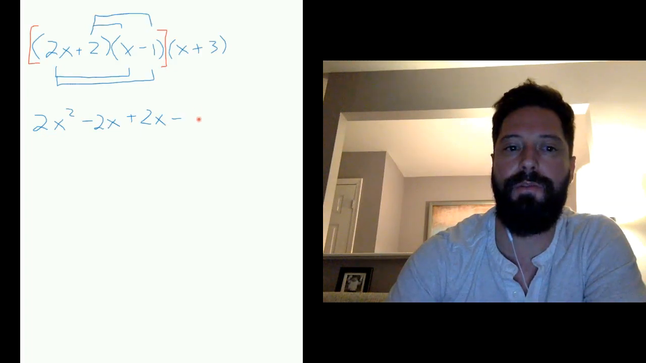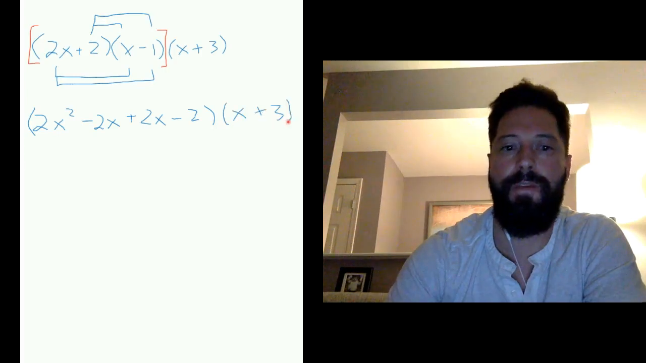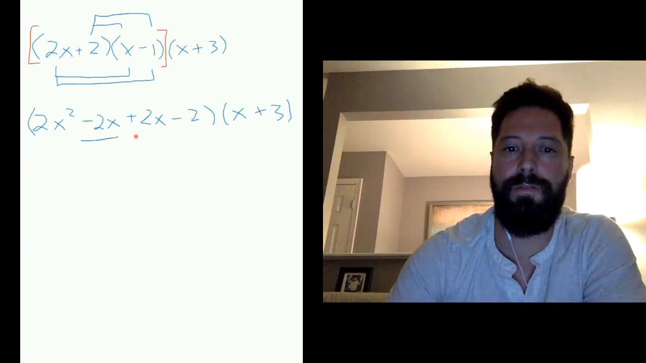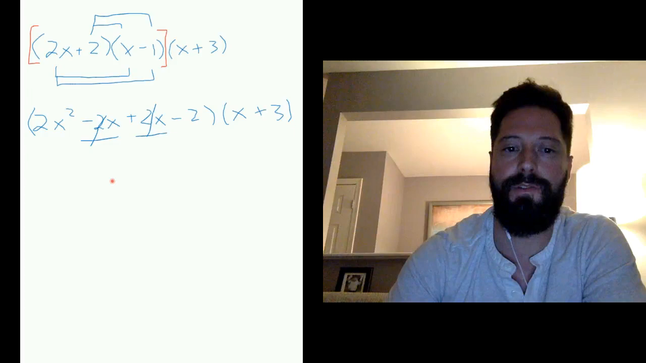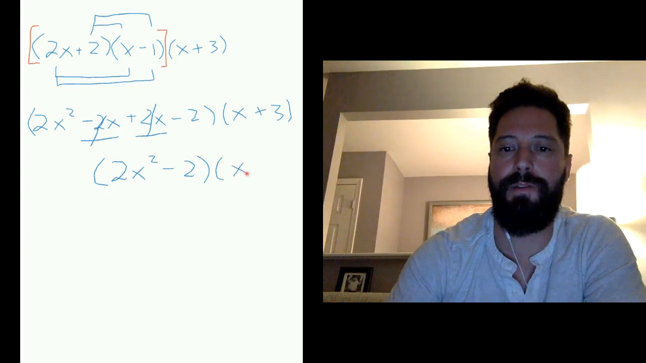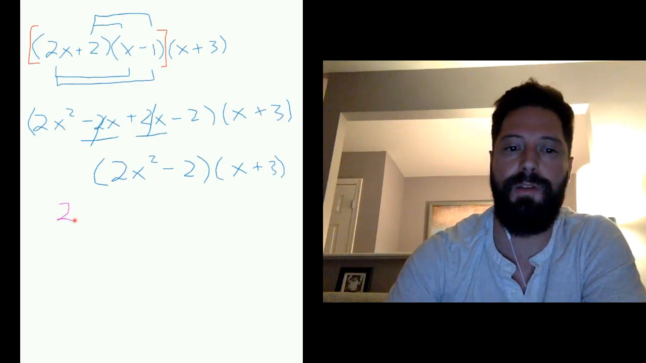We combine like terms over here. The minus 2x and the positive 2x actually cancel. So we're just left with 2x squared minus 2 times x plus 3. That doesn't usually happen. Now we just do FOIL again, or we can do double distribution, which would be 2x squared minus 2 times x plus 2x squared minus 2 times 3.